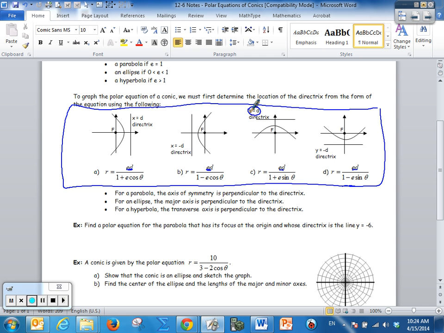So let's look at some patterns here. We have an x equals D directrix and an x equals negative D directrix. Notice those are both vertical lines, and we have cosine in those two formulas. We have a positive cosine and a negative. Again, you're not going to have to memorize the formulas. I just want to show you some patterns.